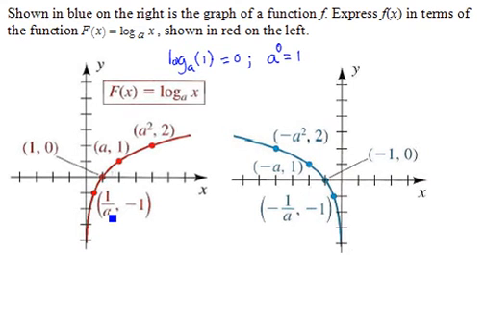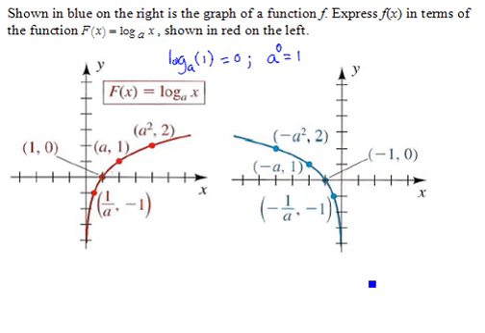Likewise, 1 over a corresponds to the exponent of a being negative 1. That's why this point is on there. A squared corresponds to the point y equal 2, because the exponent of a is 2 in that case. And that is generally the shape of a logarithm graph. Now we have to consider the blue curve, which is apparently related to the red curve in some way.